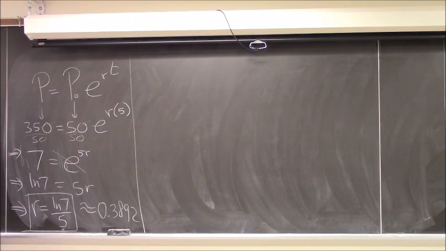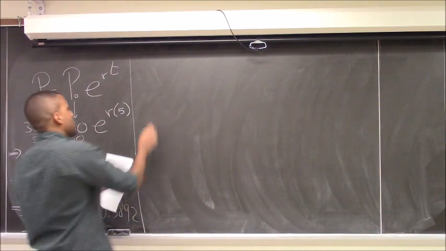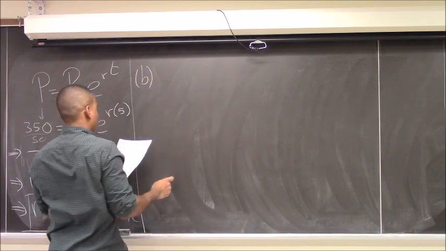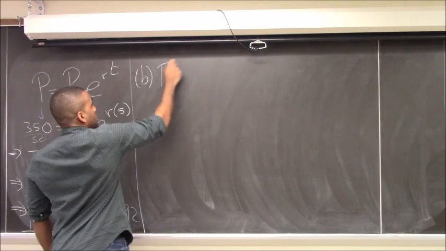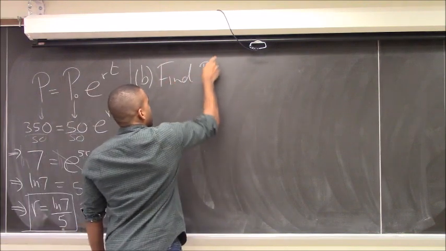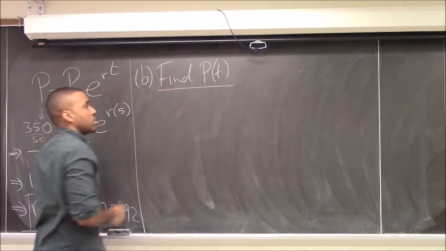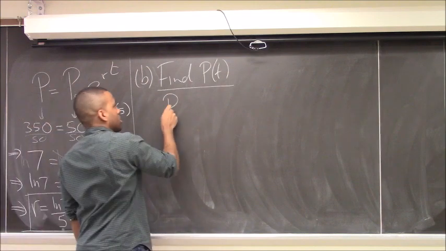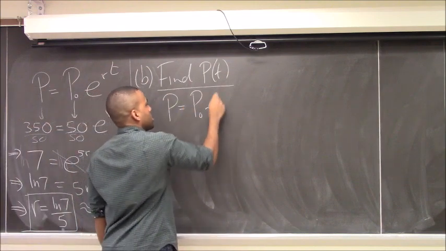Okay, so that's that. So that was part A. Let's look at part B. Find a formula for P of t. So what would you say the formula for P of t is? Just use the PERT formula. That's P naught e to the rt.